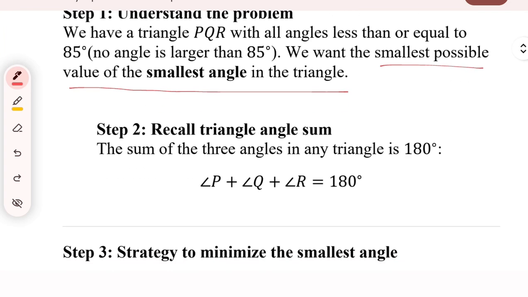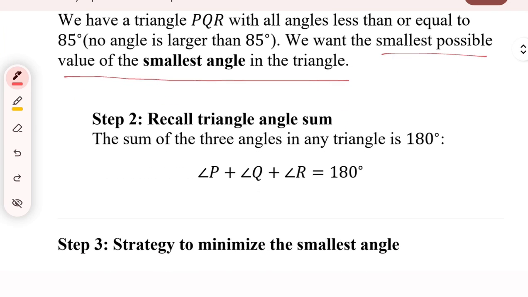So we need to recall that the sum of the interior angles of a triangle is equal to 180 degrees. Remember this is very important: if you sum all three interior angles of a triangle, the summation should equal 180 degrees. That means if I add angle P, angle Q, and angle R, it would sum up to 180 degrees. That is a fact, right? The three interior angles of a triangle must sum up to 180 degrees.